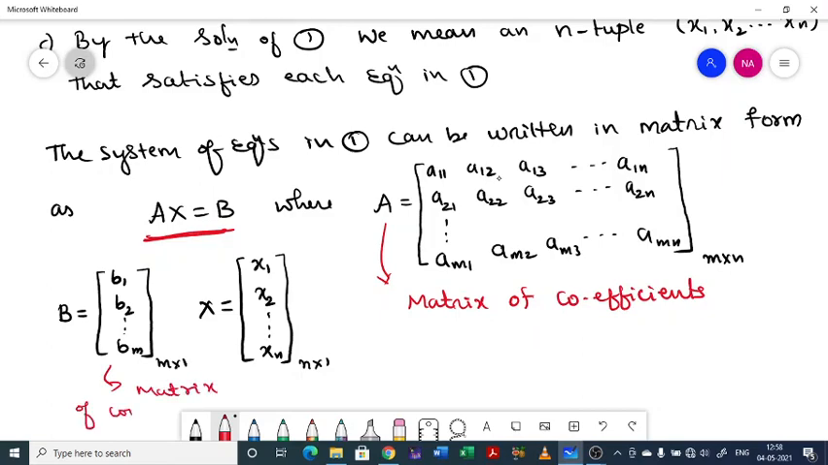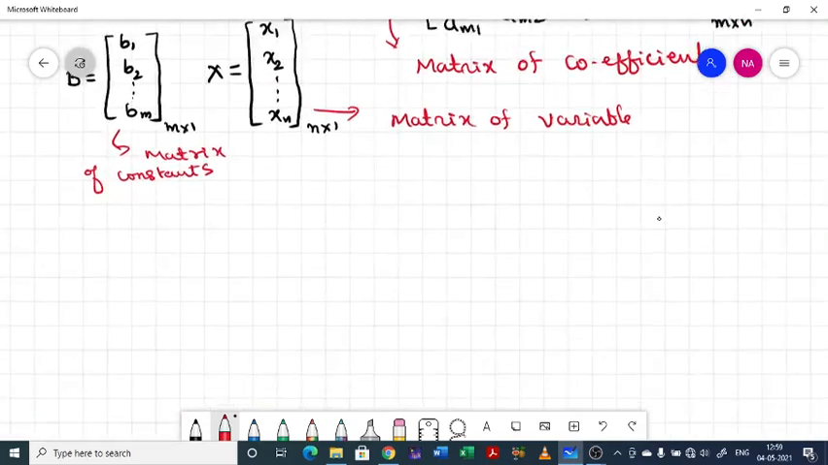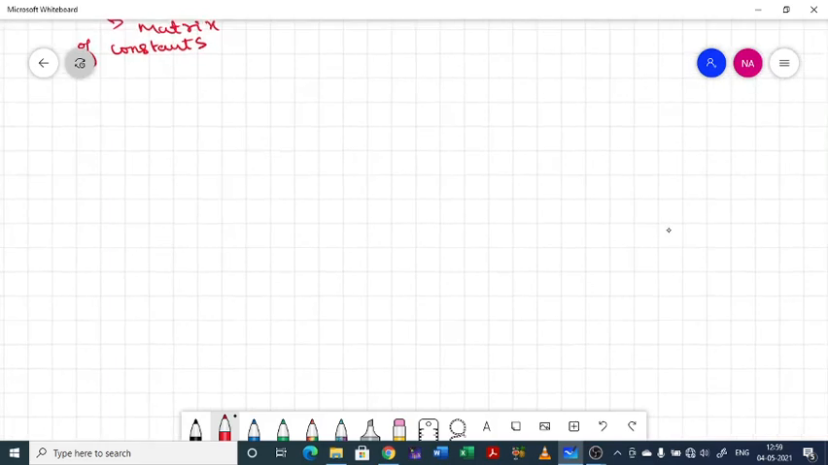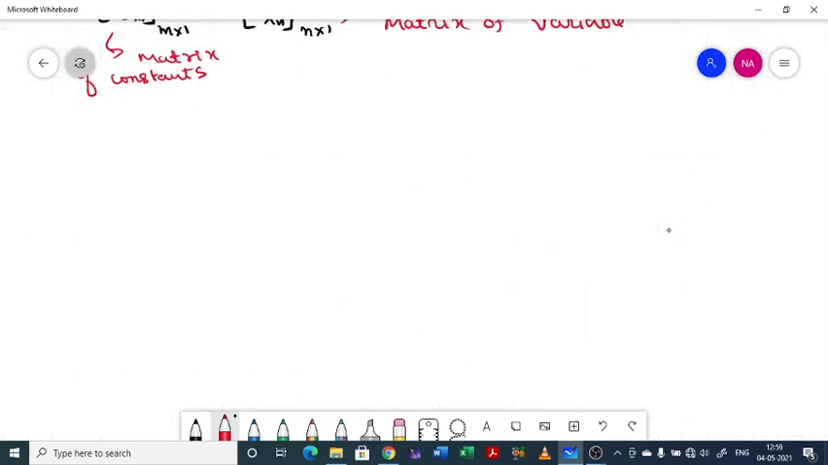And this we call matrix of constants. Saying "constant matrix" is a bit confusing. And this one is called matrix of variables. Saying "variable matrix" is a confusing word. Variable matrix is different from matrix of variables. A variable matrix means its values keep changing. That matrix we call variable matrix, but better you should use matrix of variables. Okay, this is about the matrix representation of system of equations.